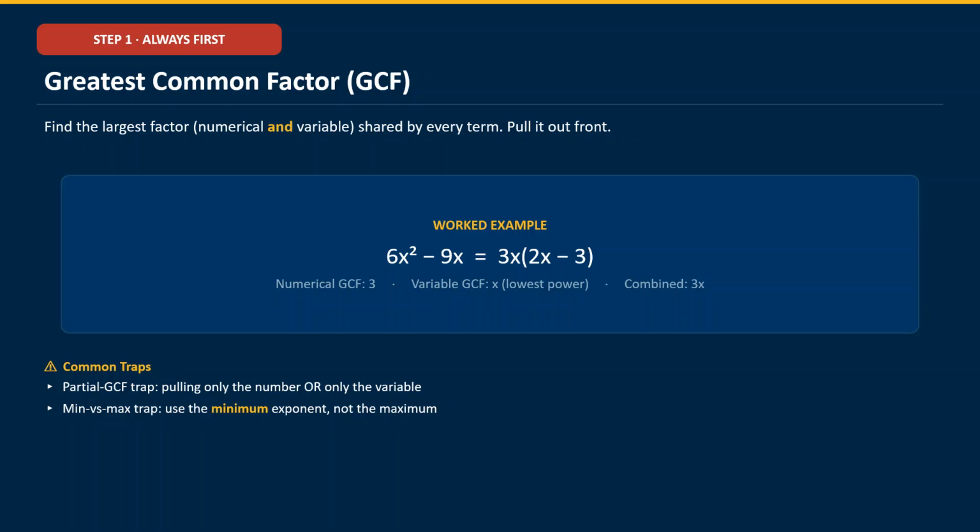To verify, distribute back. 3x times 2x equals 6x squared. 3x times negative 3 equals negative 9x. It matches. The greatest common factor step is mechanical, but you must do it first because patterns like difference of squares are easier to spot once the obvious greatest common factor is gone.